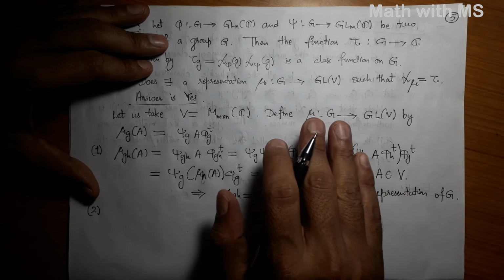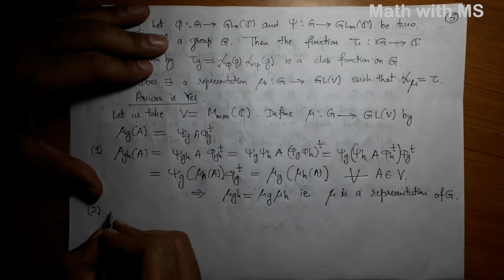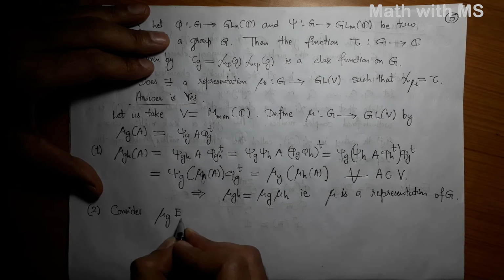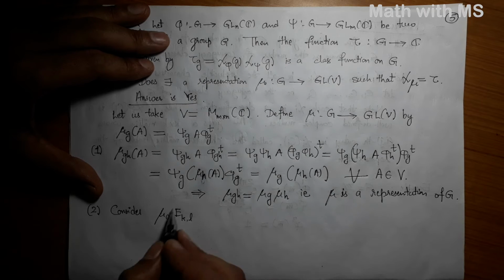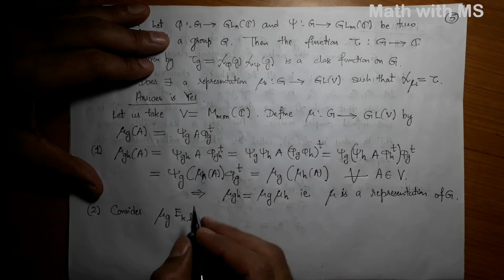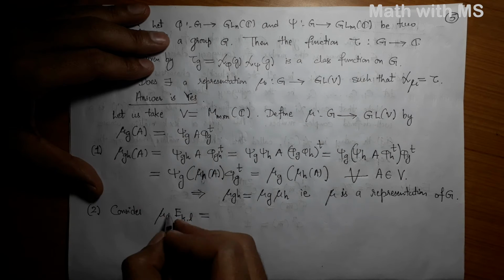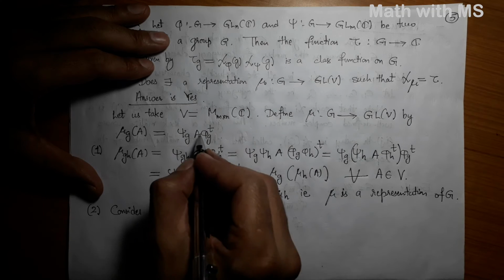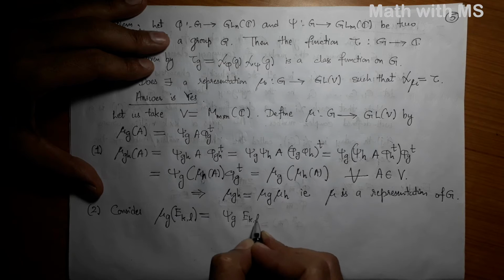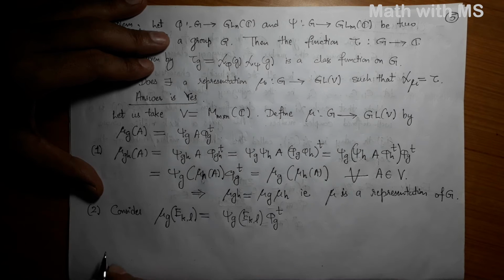So let us see how mu acts on such vectors. So the claim is, consider mu of G acting on a matrix EKL, where EKL is a matrix which has 1 at the KLth position and 0 everywhere else. Alright, so just write down. By definition, this is psi of G EKL into phi of G transpose.